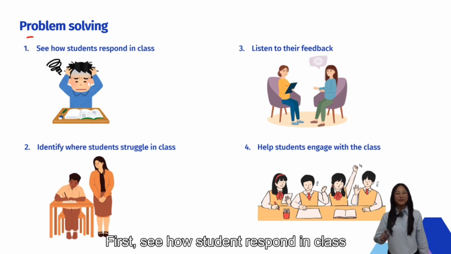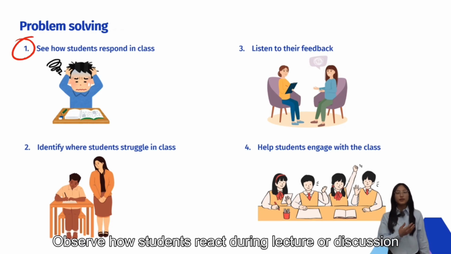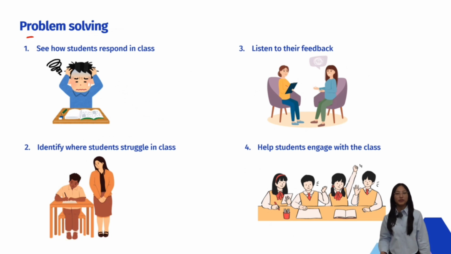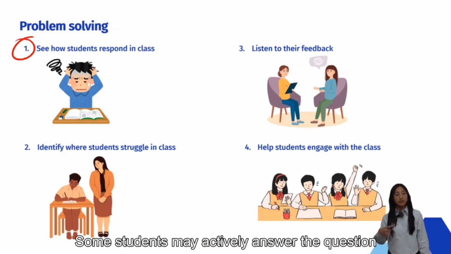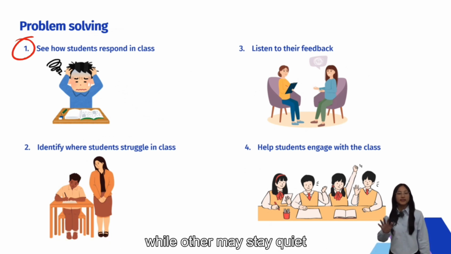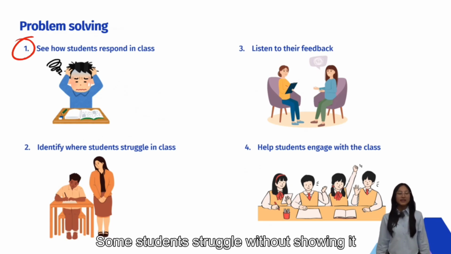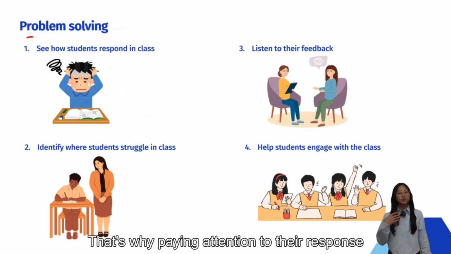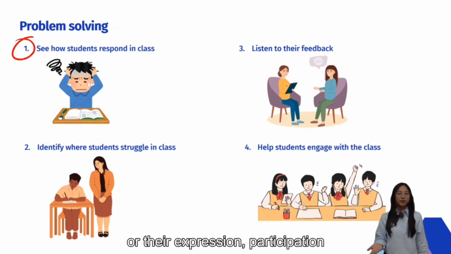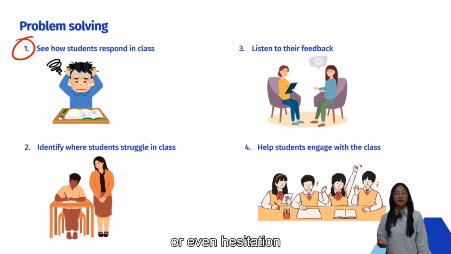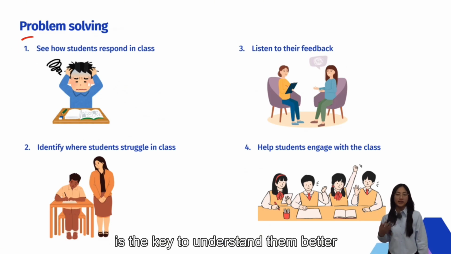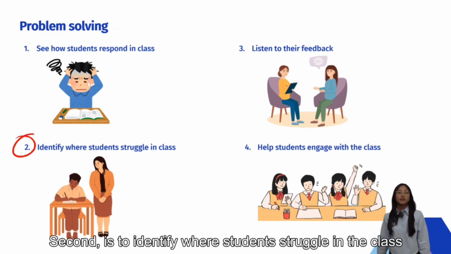Problem solving. First, see how students respond in class. Observe how students react during lecture or discussion. Some students may actively answer the question, while others may stay quiet. But silence doesn't always mean that they understand. Some students struggle without showing it. That's why paying attention to their response, expression, participation, or even hesitation is the key to understand them better.